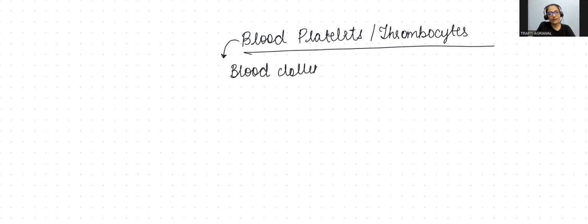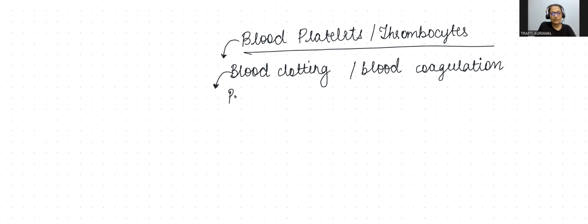About these blood components, I want to tell you that these blood platelets are responsible for blood clotting. The prime, or main, function of platelets is blood clotting, or we call it blood coagulation. The term is called blood coagulation. Talking about blood clotting and blood coagulation, this is actually a process, my dear students. This process is there to prevent the blood loss.